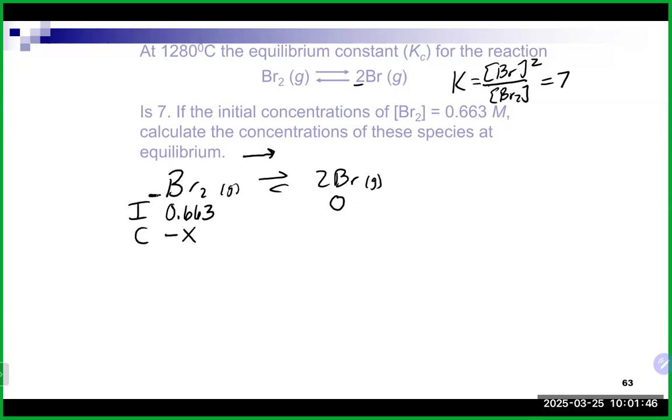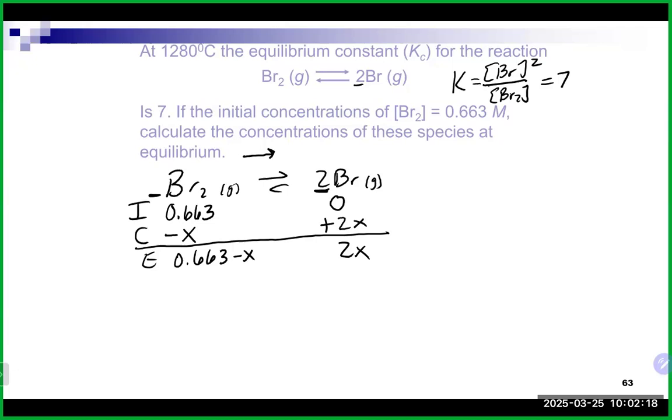Again, the coefficient here is 1, so it's basically 1x. Here we would be increasing our product, so this would be plus 2x, once again the 2 for the coefficient. That takes care of the stoichiometry here. We drop this down to get 0.663 minus x, and this would just be 2x at this point. Any questions on the ICE table here?